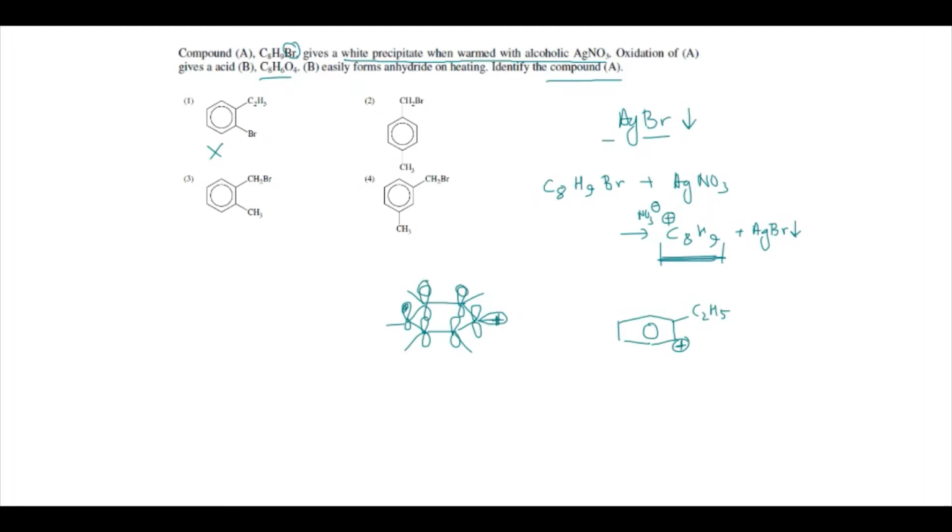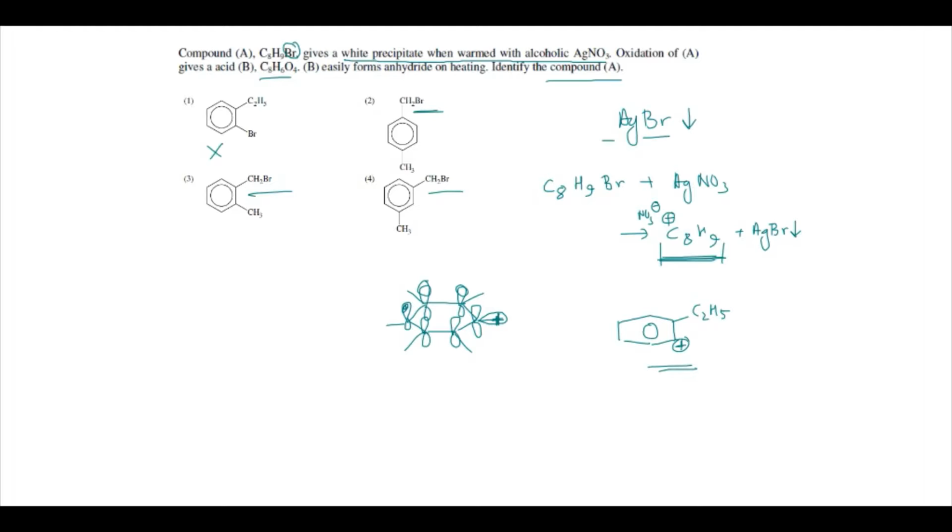So, this positive charge will completely stay at this point without any kind of delocalization, and it will make the positive charge very unstable. So, this positive charge will not form. So, we can say that the bromine is not connected to an aromatic system. It must be connected with an aliphatic system like option 2, 3 or 4. Now, let us check the other clues given in this question.